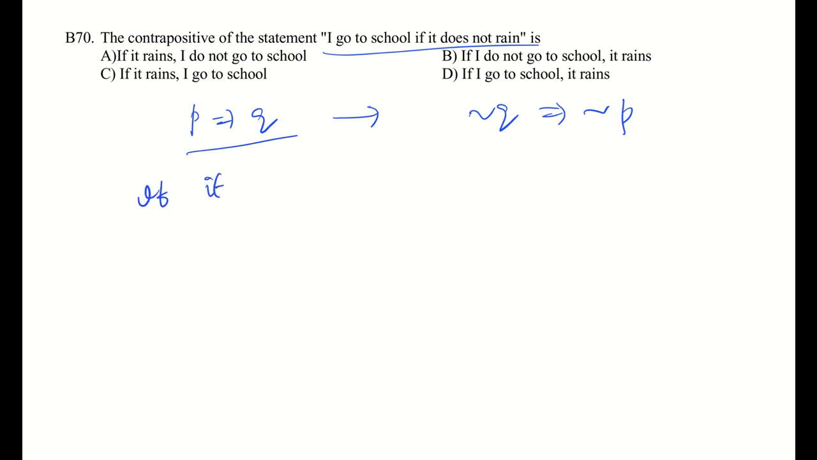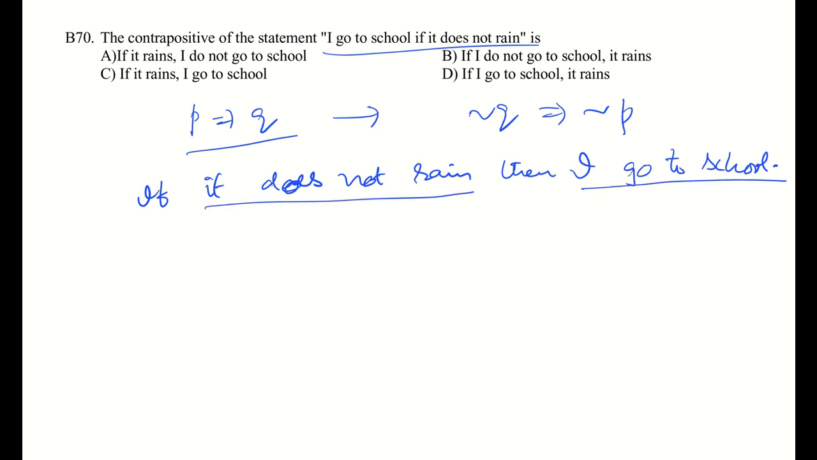Now in this problem he is asking for the contrapositive. We know that for p implies q, the contrapositive is nothing but not q implies not p. So let us first put the given statement in p implies q form. If it does not rain, then I go to school. So this is p, this is q.